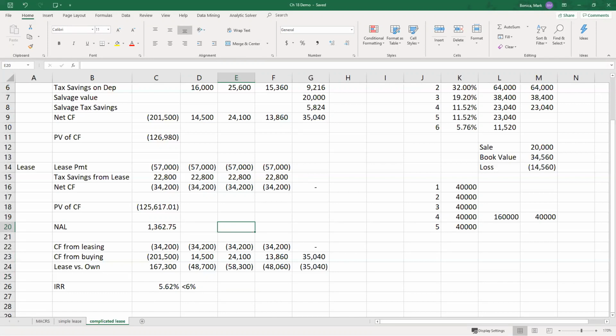That's the first half of the chapter. The second half of the chapter, so we've done our lease versus buy. The second half of the chapter gets into looking at valuing a business.